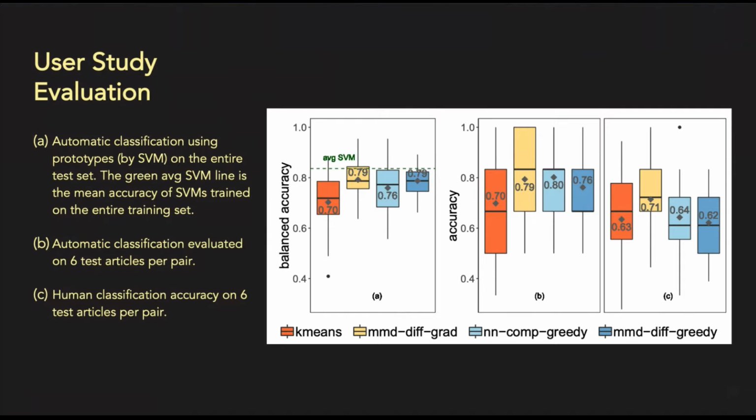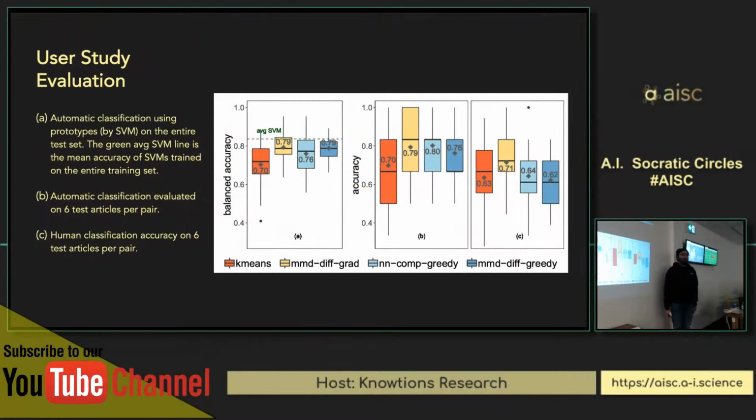These are the results. So, sorry, need to take a look. Yes. So B gives us the automatic classification results. So it's the same paradigm as before. C is the accuracy of the users. Each bar represents prototypes from one particular method. Diffgrad seems to work better in most cases for this.